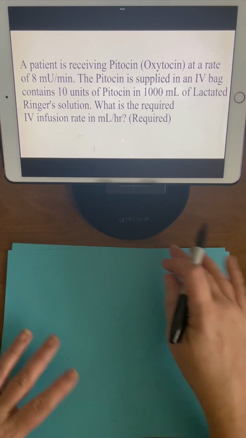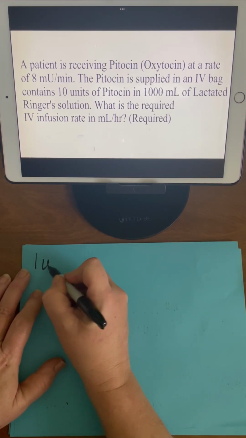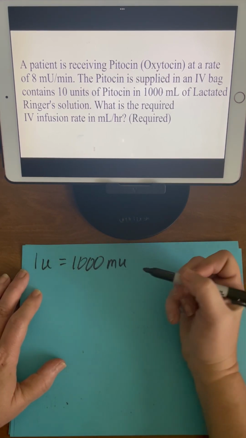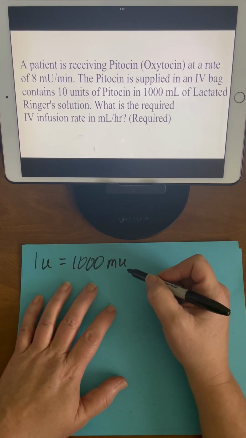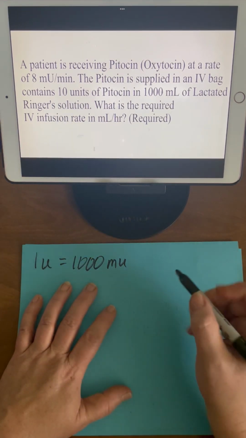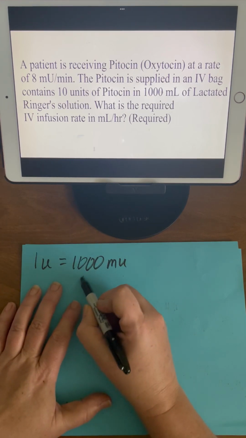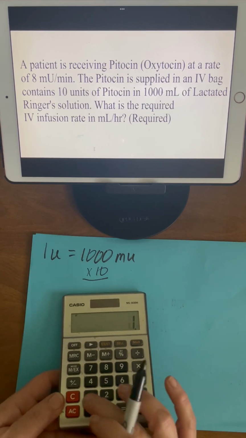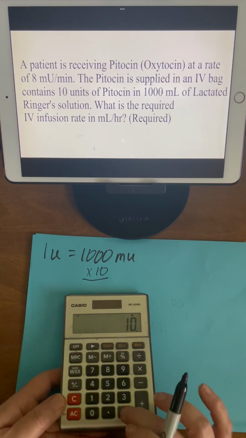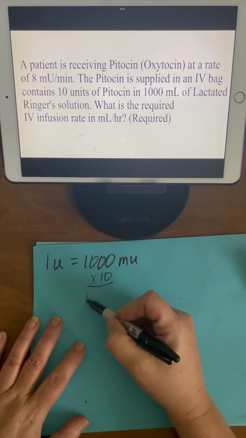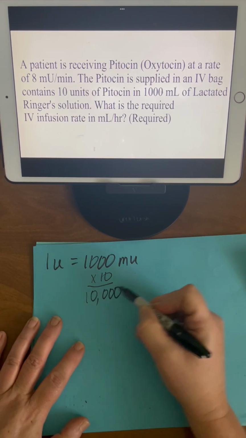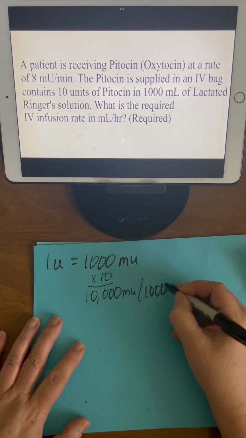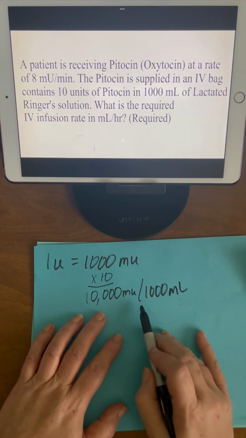Okay. First of all, you got to know that 1 unit equals 1,000 milliunits. This is key information you got to have. So if we have 10 units and we multiply those 10 units times 1,000, look, I'm going to do it in the calculator. 10 times 1,000 equals 10,000 milliunits. And that is per 1,000 mLs. Okay, so this is our dose on hand.